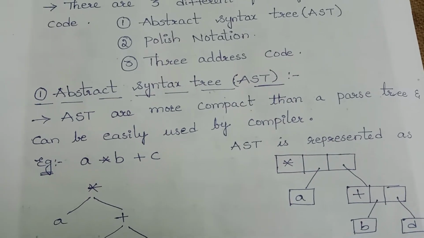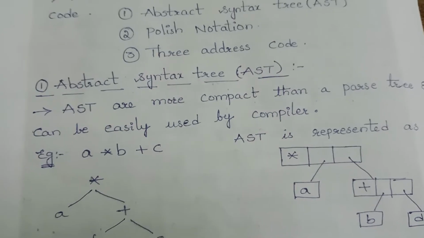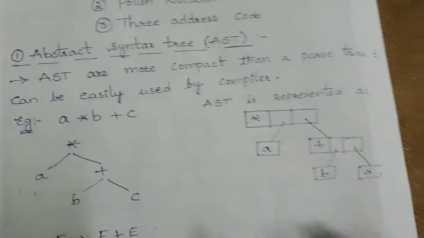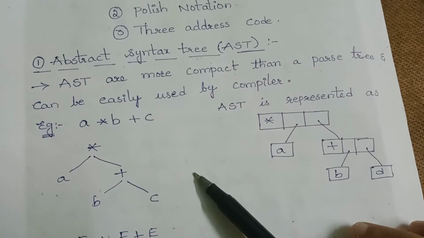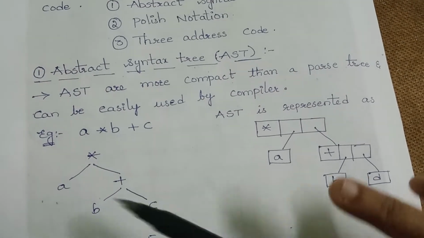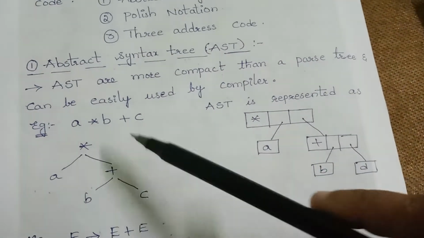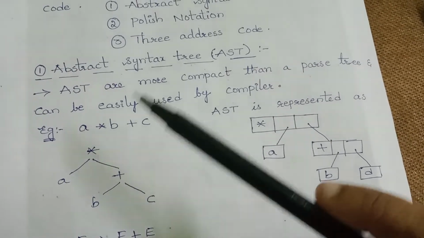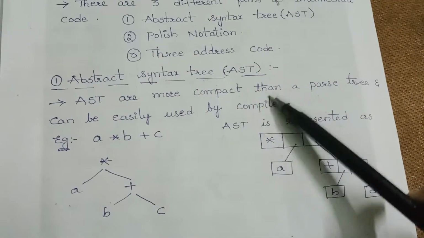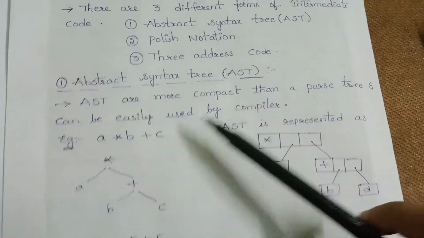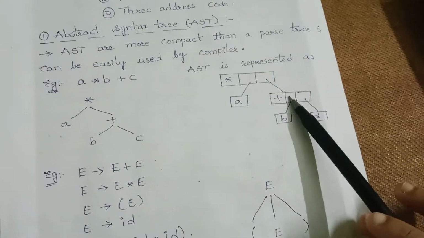Abstract syntax tree is nothing but a way of representing the syntax of the programming language as a hierarchical tree-like structure. This structure is used for generating symbol tables for the compiler and later code generation. The tree represents all the constructs in the language and their subsequent rules. So abstract syntax trees are more compact than the parse tree and can be easily used by the compiler. In this way the abstract syntax tree can be represented.